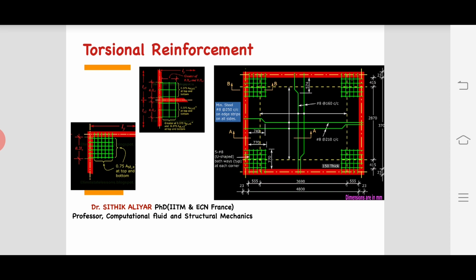This is the minimum requirement, and 0.2 lx is 0.2 times the length, like 20% of the length, that you should provide. That is a constant. 20% of the length of the slab you should provide as torsional reinforcement is a constant, and providing 0.75 of Ast is also a constant. Okay, the right side third figure I have given you with the dimensions. This will be your final answer for your restrained slab.